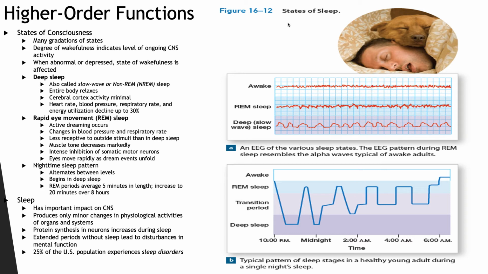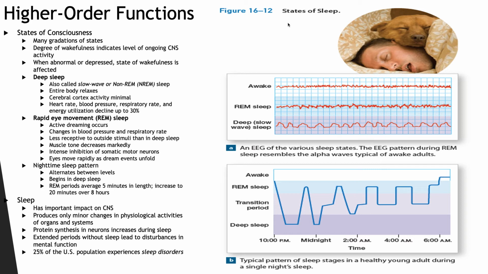So we recognize two general levels of sleep, each with characteristic patterns of brainwave activity. In deep sleep, also called slow wave or non-REM, your entire body relaxes and the activity of the cerebral cortex is at a minimum. Heart rate and blood pressure, respiratory rate, and energy use decline by up to about 30%.